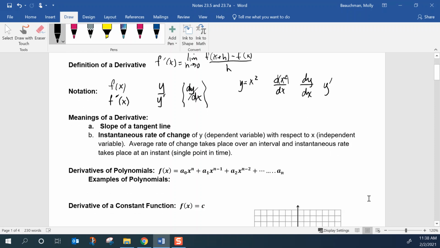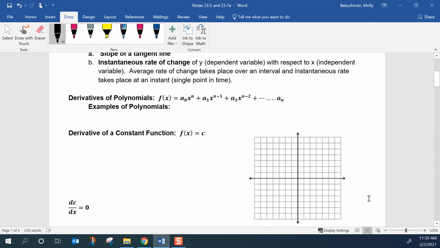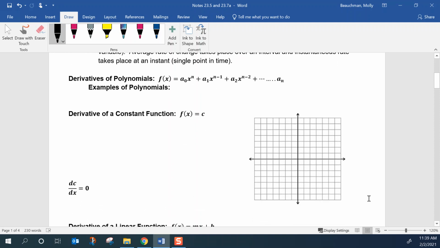The types of functions we're going to look at today are polynomials. Polynomials are of the form f of x equals a x to the n plus a sub 1 x to the n minus 1, etc., wherein the variable up top, x to the power of n, the n is an integer, a positive integer.